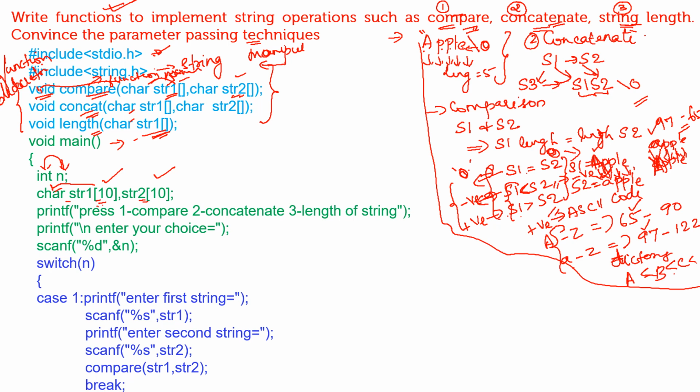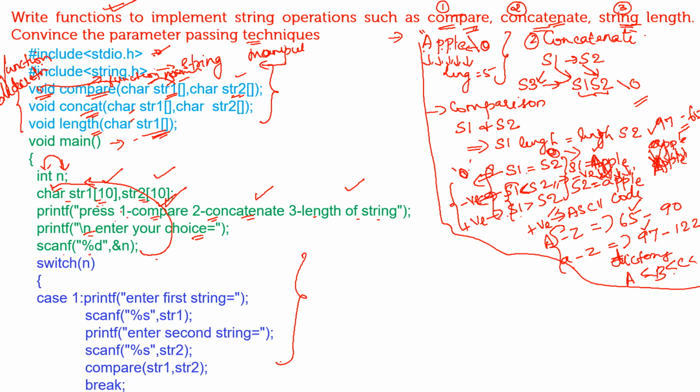Printf. So here the logic we are using is that we have to perform three functions, right? One is compare, second is concatenate, and third is the length of the string. So you are going to give three choices, and we are going to use the switch case statement. So printf: press 1 for compare, 2 for concatenate, 3 for length of the string. Printf: enter your choice. Slash n indicates the new line. In this you can enter 1 or 2 or 3, whichever operation you want to perform.